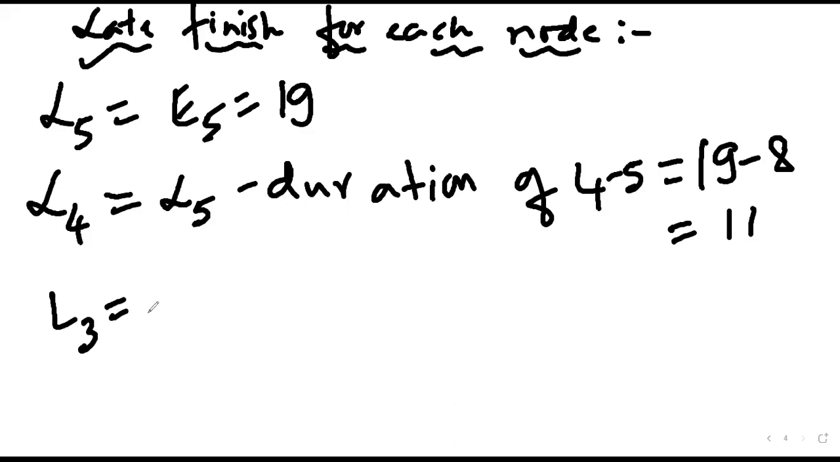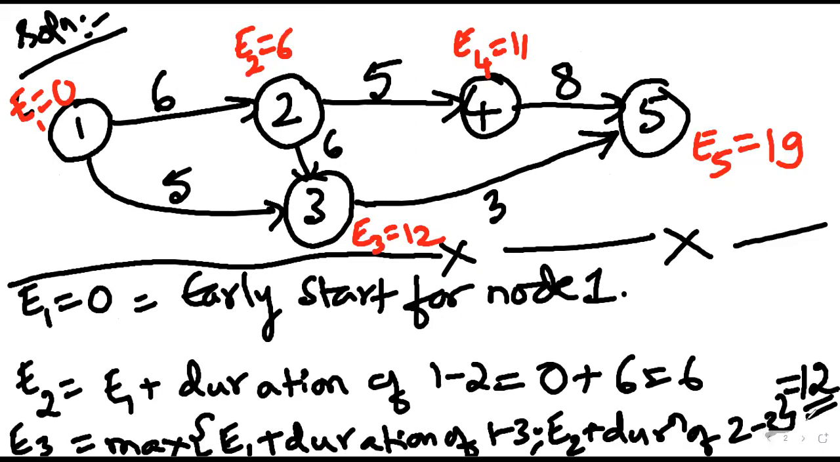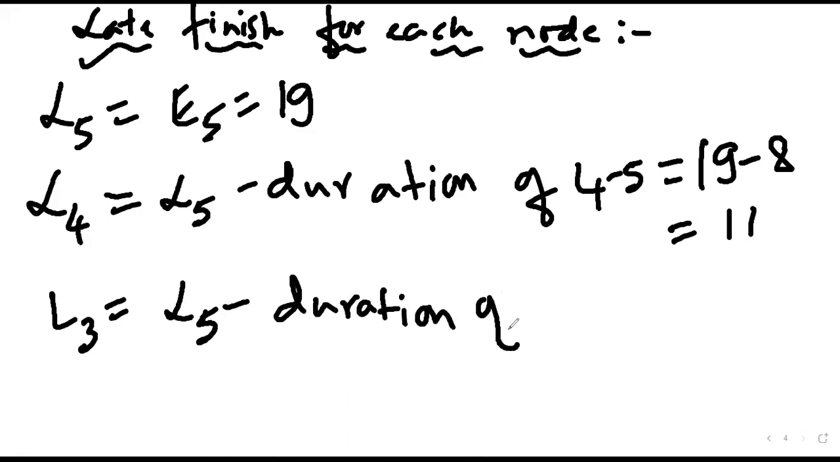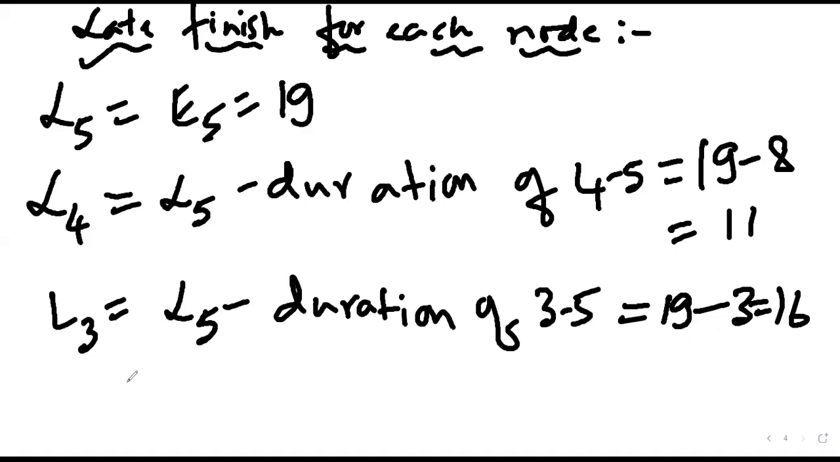What about L3? Equation for L3. What is the answer? 19 minus 3. 3 and equal to 16. Correct. What about L2? How many equations we require for L2? 1 or 2? 2. And should we consider the minimum or maximum? Minimum. Correct. So minimum. First equation for L2.